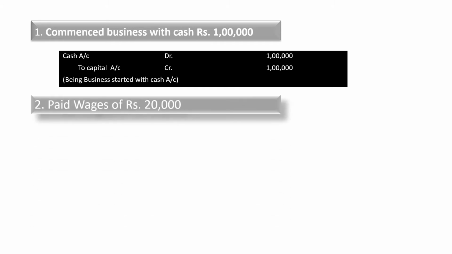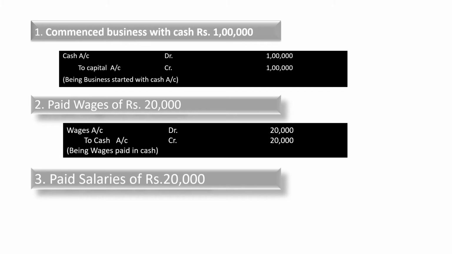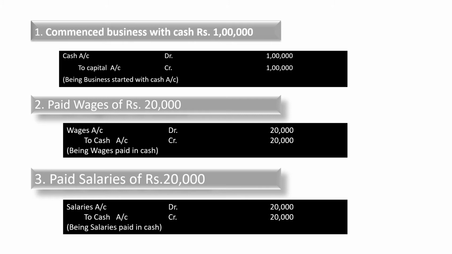And the second transaction is paid wages rupees 20,000. The journal entry is wages account debit to cash account credit. Wages are expenses, so we have debited. Cash is an asset going out from the business, so we have credited it. And what is the narration for this? Being wages paid in cash. This is the second journal entry. And now see what is the third transaction. Paid salaries of rupees 20,000. Salaries is also an expense, so debited, and cash is also going out, so credited. And the narration would be being salaries paid in cash.